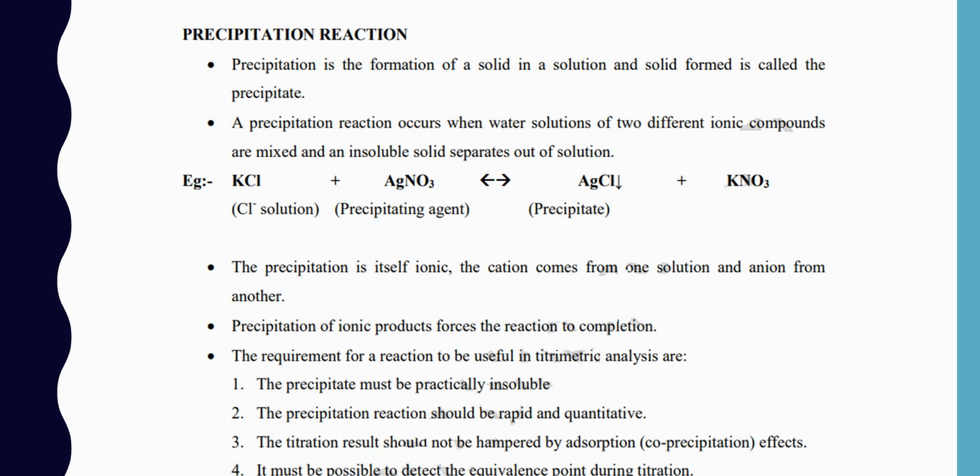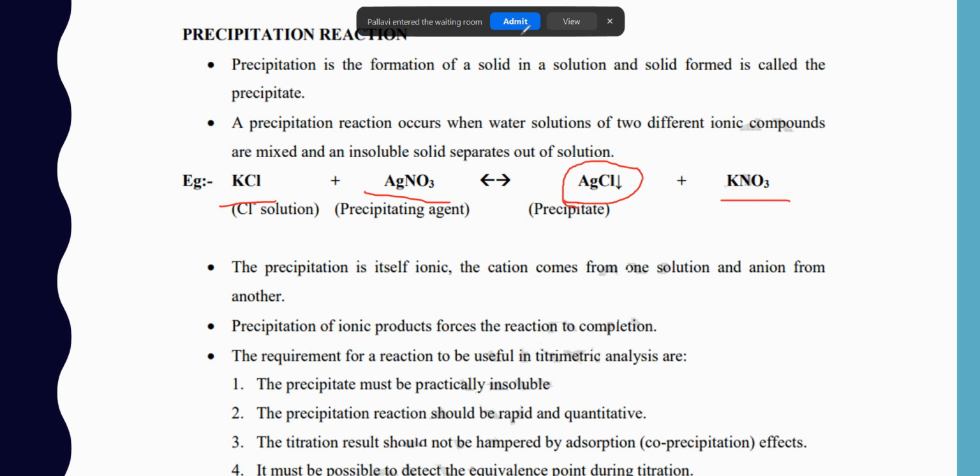Okay, so precipitate formation is a solid formation in a solution which settles down. We call it a precipitate. A precipitation reaction occurs when water solutions of two different ionic compounds are mixed and an insoluble solid separates out of the solution. So we have two aqueous solutions, like KCl and AgNO3, and when we mix the two, a solid AgCl separates out and KNO3 is left behind. So in a precipitation reaction we get an insoluble solid which separates out of the solution.